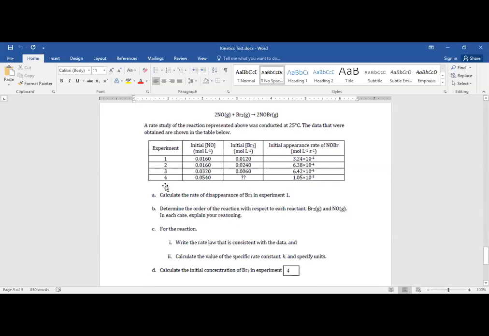3. All right, so 3 is just calculating rate stuff. Calculate the rate of disappearance of Br2 in experiment 1. Well, if you look at the chart, we know that NOBr appears at 3.24 times 10 to the negative 4th molar per second. And we know NOBr appears at twice the amount that Br2 disappears by. So we can just take that value and cut it in half, and we get 1.62 times 10 to the negative 4th molar per second.